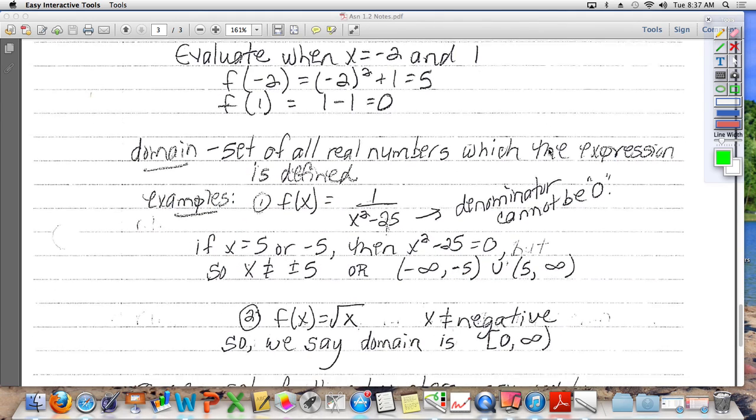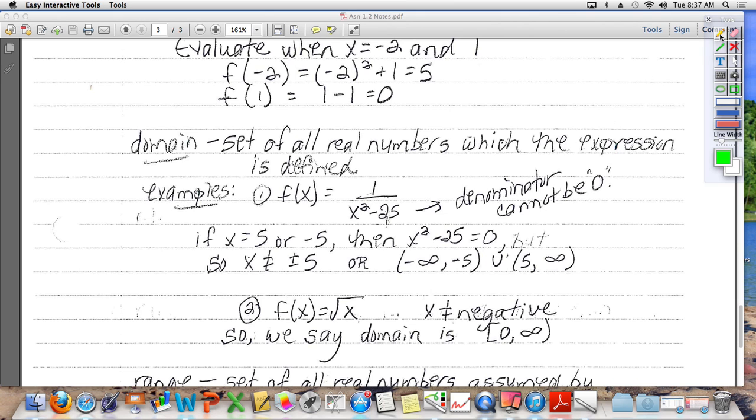The domain. A domain is the set of all real numbers for which the expression is defined. We've talked about domains many times in the past, last year when you were in Algebra 2, and again the year before when you were taking geometry. So I gave you an example of this. f of x is equal to 1 over x squared minus 25.